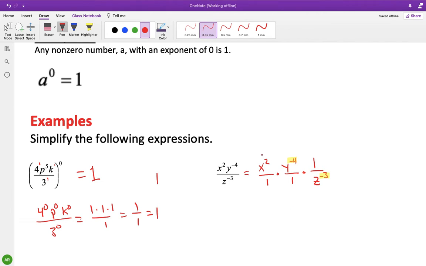So this is going to stay where it's at. So I'm going to rewrite this. So I have x squared over 1. I'm going to switch this, right? So the reciprocal, but change the exponent to positive. And then switch this one over 1, which would equal x squared z cubed.